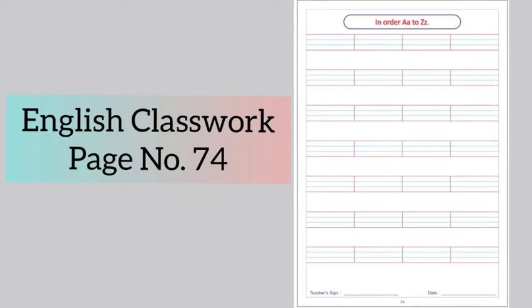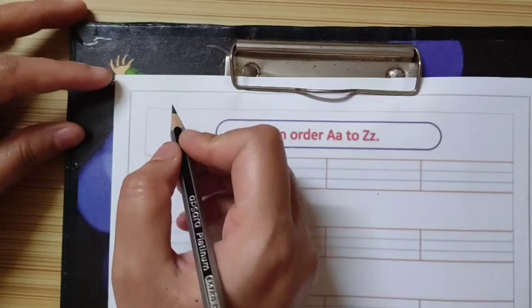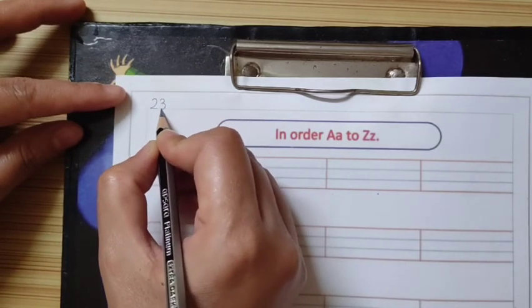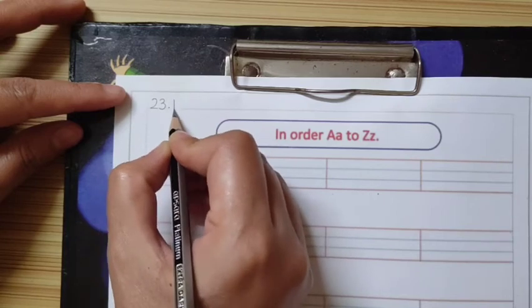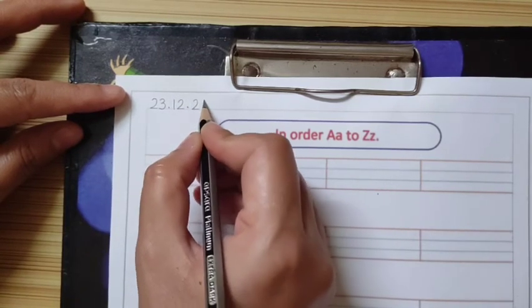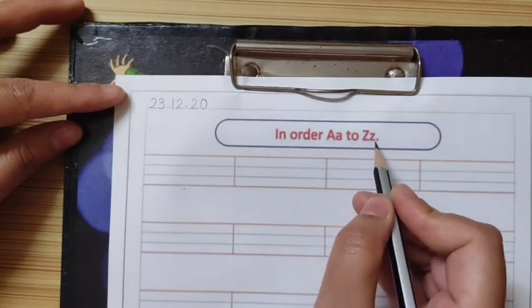Kids, you have to write in order alphabet A to Z in your English workbook, page number 74. Kids, first of all, we will write today's date. 23.12.2020. In order alphabet A to Z.